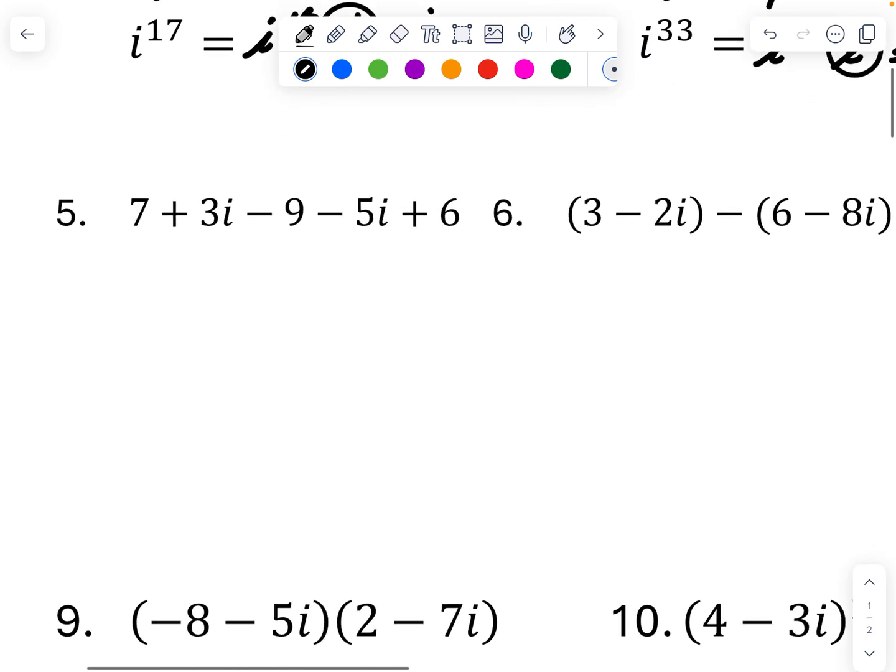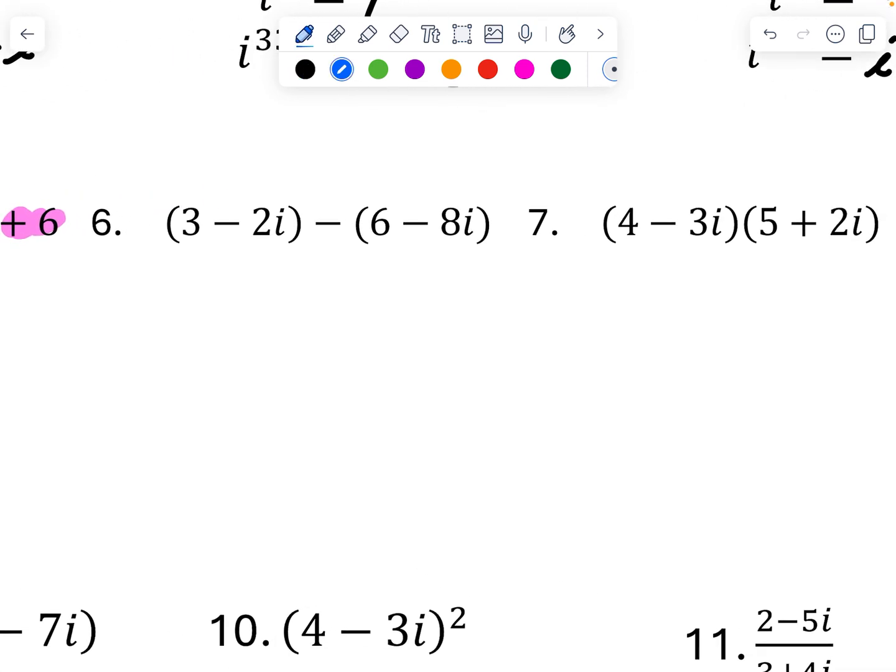All this is addition, so we're going to combine like terms. This is a real number, and this is a real number, and this is a real number. So we're going to combine those, and 13 minus 9 is 4. And then we're going to combine the imaginary numbers: 3i is imaginary, and negative 5i is imaginary, so that's 3 minus 5, which is negative 2i.